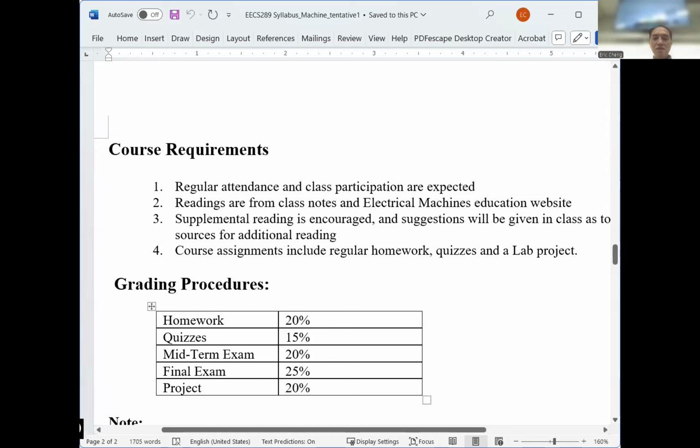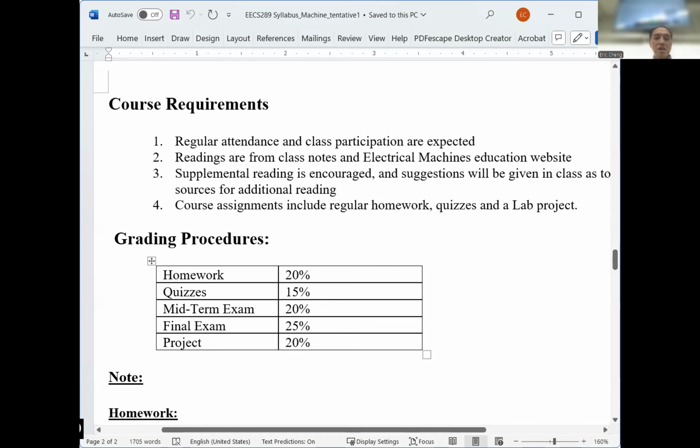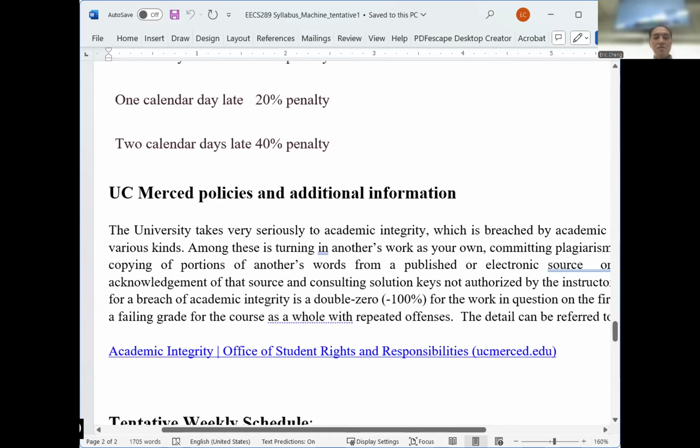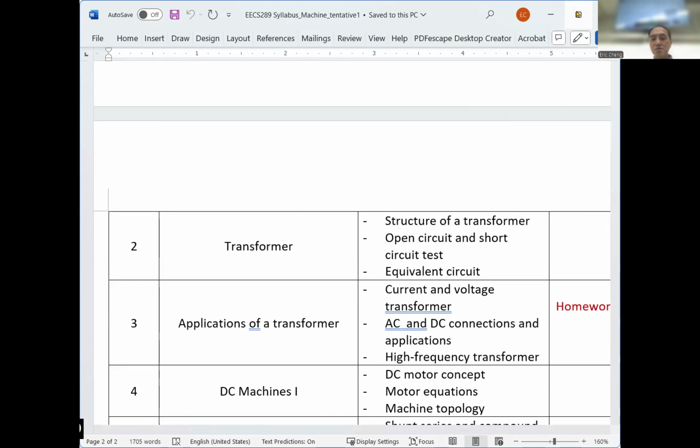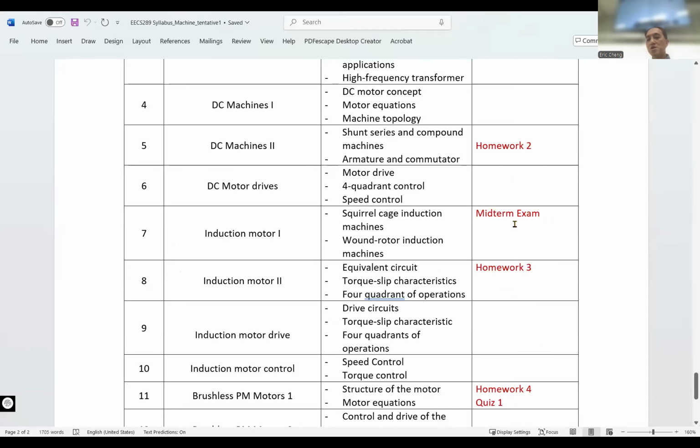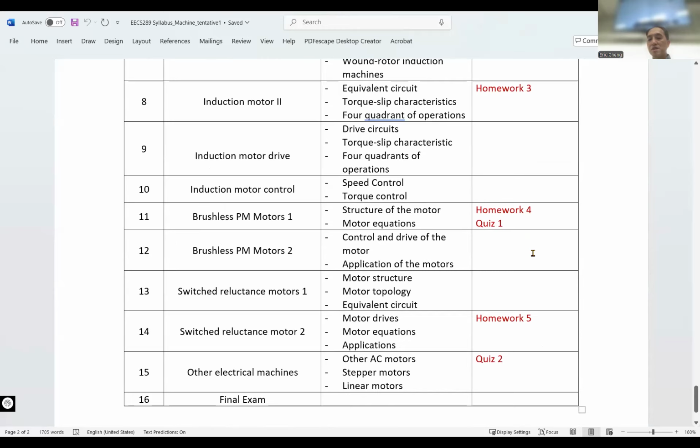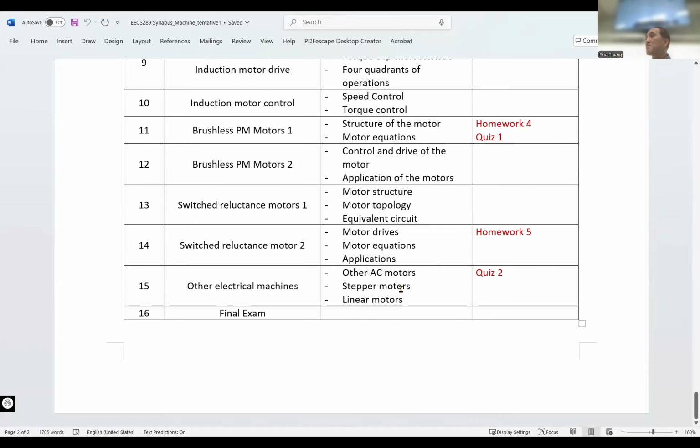I want to record it so that I can share it, so you know what I'm talking about. We do have homework, quizzes, a midterm, a final exam, and a project. The project is something I'd like to spend more time on with you later. For our course, we will have this initial schedule, and you can see what's going to happen. You have some homework assignments here as usual, the midterm, and then quiz 1 and quiz 2. So that's all the assignments we need to do.